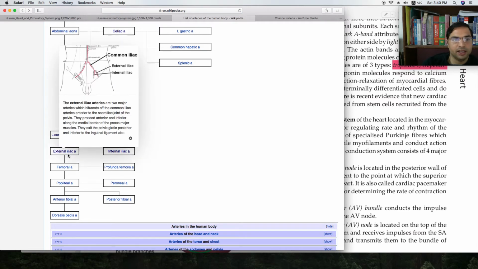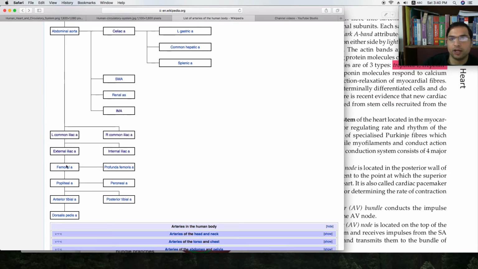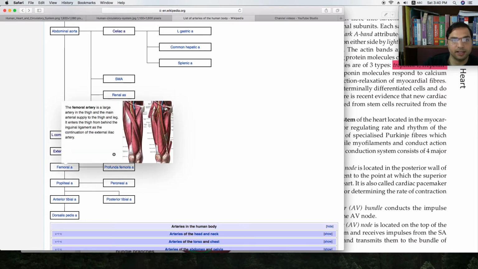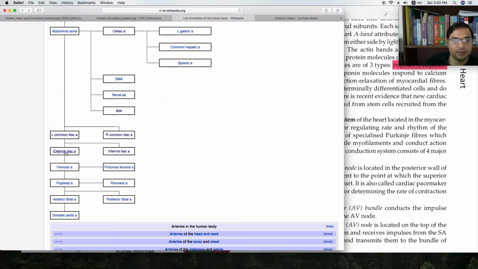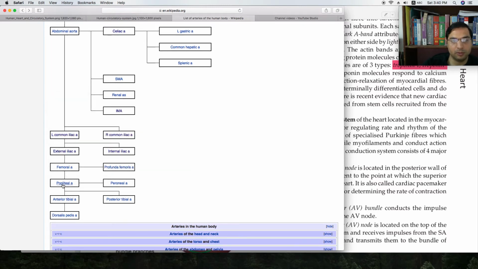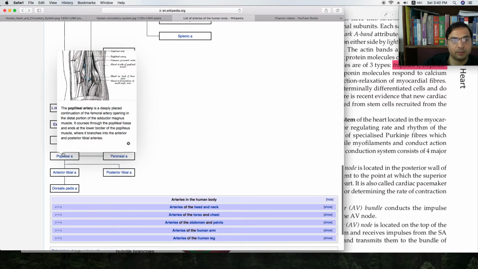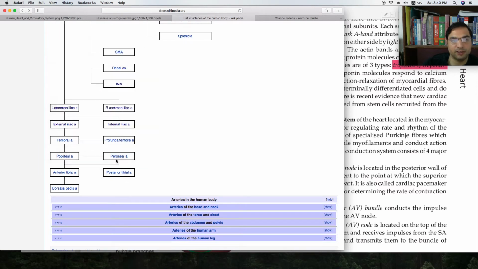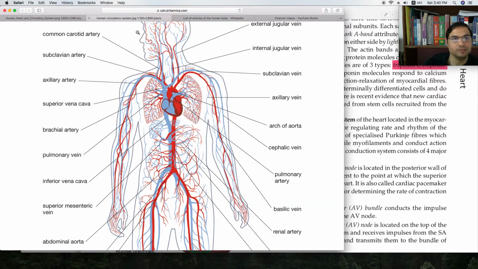The external iliac artery becomes the femoral artery at the leg region. So at the thigh region, the external iliac artery becomes the femoral artery. The femoral artery is in the thigh, and at the level of the knee, right behind the knee, it becomes the popliteal artery, right. The popliteal artery gives its first branch as the peroneal artery.